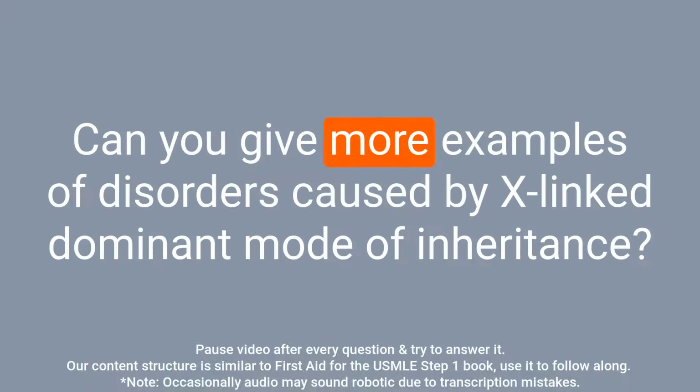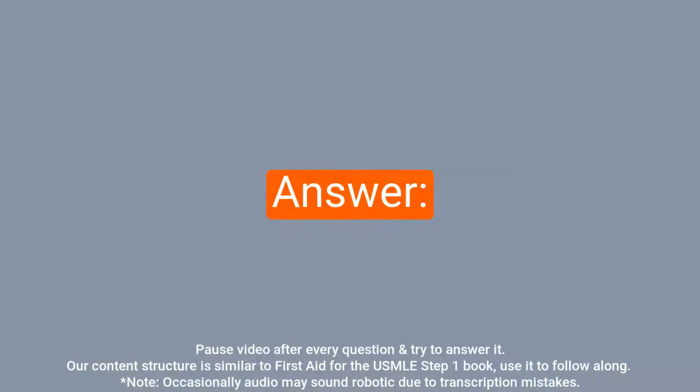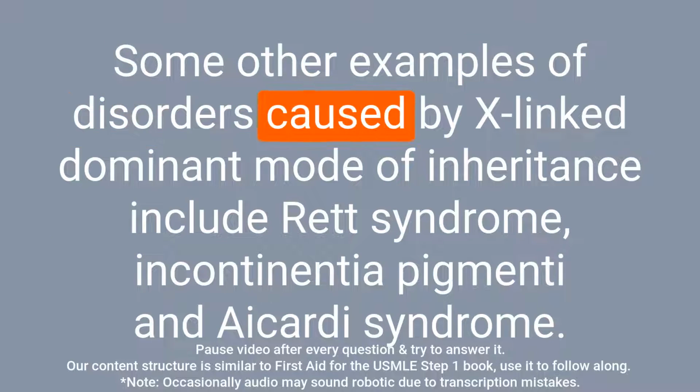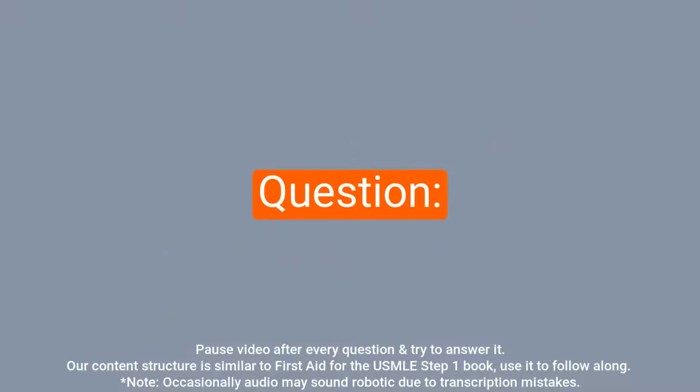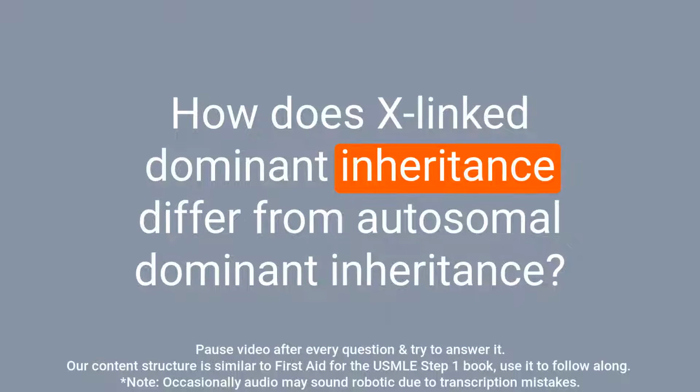Question: can you give more examples of disorders caused by X-linked dominant mode of inheritance? Answer: some other examples of disorders caused by X-linked dominant mode of inheritance include Rett syndrome, incontinentia pigmenti, and Aicardi syndrome.